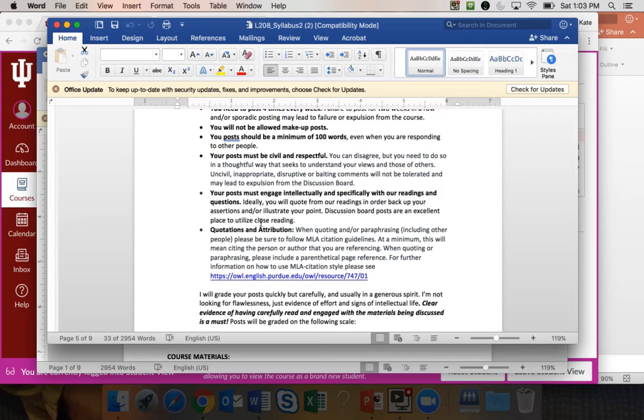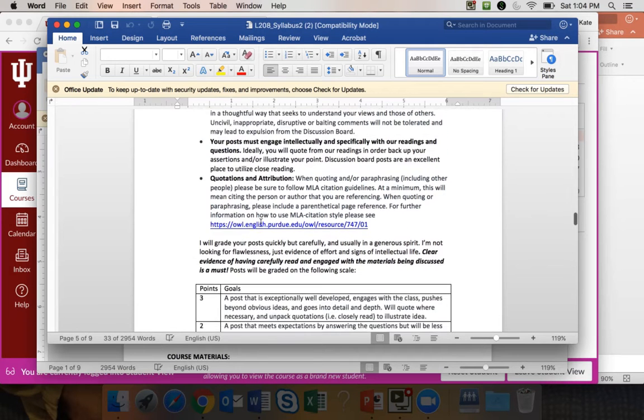Your post must engage intellectually and specifically with our readings and questions, and this is really crucially important. Ideally, I want you to be quoting when necessary from our readings to back up your assertions or illustrate your point. Discussion board posts are actually a great place to begin to utilize close reading, so please feel free to do so within your discussion boards.